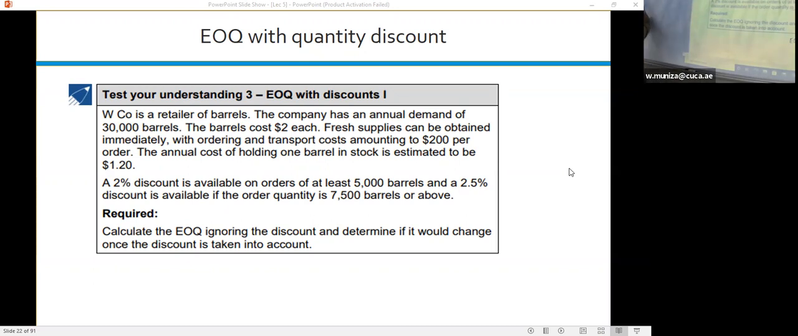Calculate the ordering costs. Average inventory first you can calculate, then calculate ordering cost. Quantity will be 3162, right? Sorry? Quantity will be 3162. So quantity has to be changed: 5,000 and then 7,500. Ordering cost, holding cost, purchase cost.